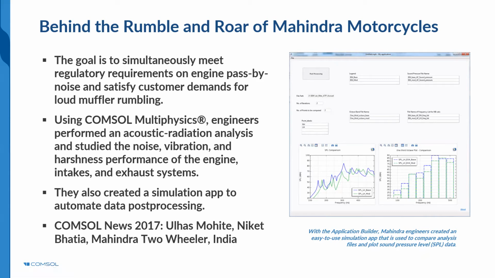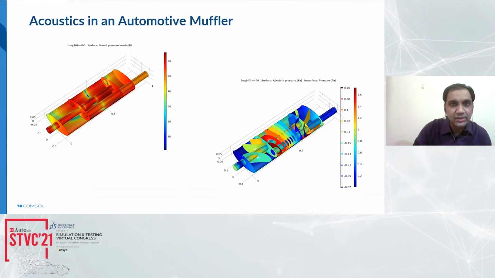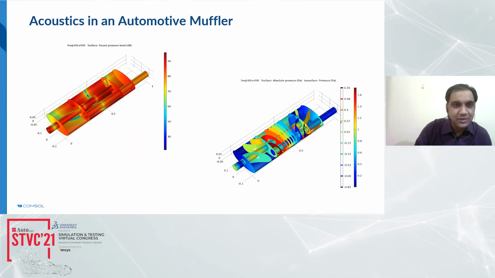So you can have more detail there. Let me quickly talk about mufflers and resonators modeling. In acoustics, you can model these automotive mufflers. In this muffler, there's an inlet and outlet, and the aim is to find the transmission loss at various frequencies. This is a simple pressure acoustics model. On the first figure, you can see the sound pressure level, and on the second figure, you can see the absolute pressure. These pressures are frequency dependent.